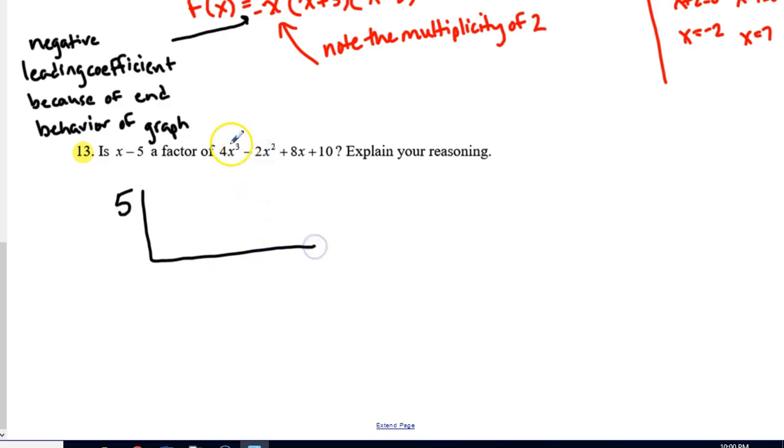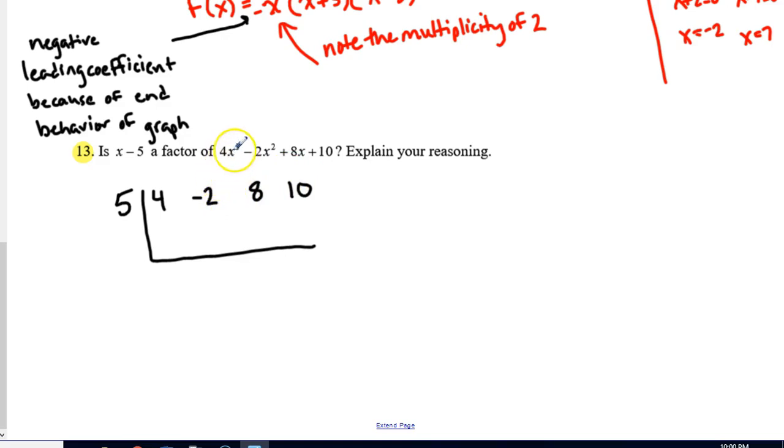Then I'm going to basically strip out the coefficients of this polynomial, because when you do the division, you're really just operating on the coefficients: 4, -2, 8, and 10. And some of you are saying, I kind of remember this, and others of you are saying, that doesn't look familiar at all. Either way, it's okay.